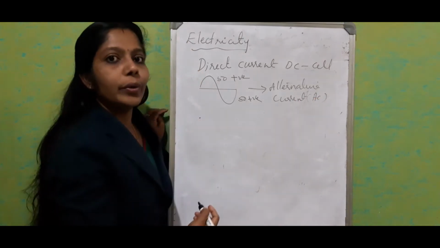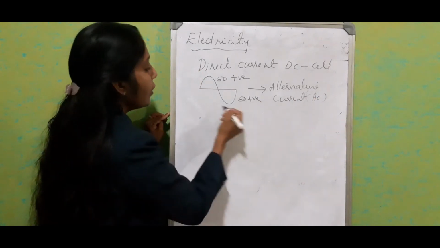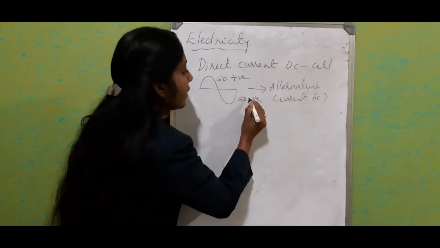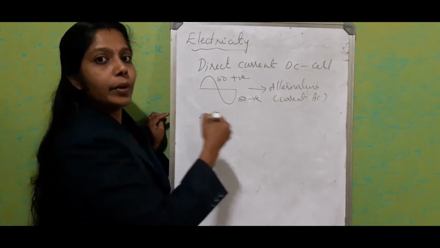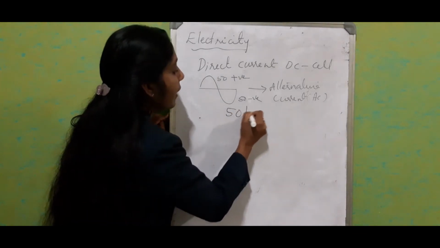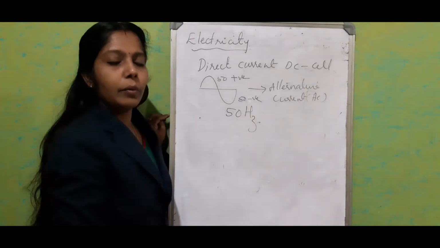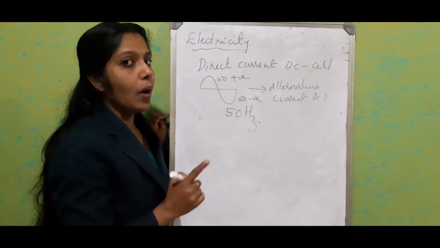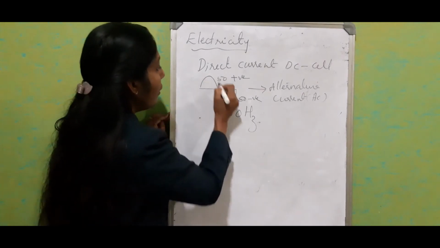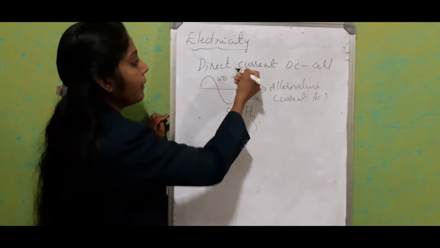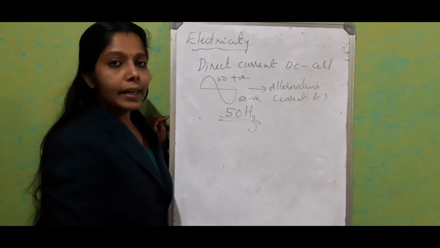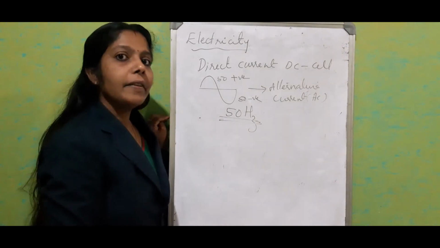This is what we are going to study today. So 50 positive and 50 negative cycles together, the frequency will be 50 Hertz. What is frequency? Number of oscillations per one second. So one complete cycle has a positive and a negative part, and the frequency of the alternating current is always 50 Hertz.